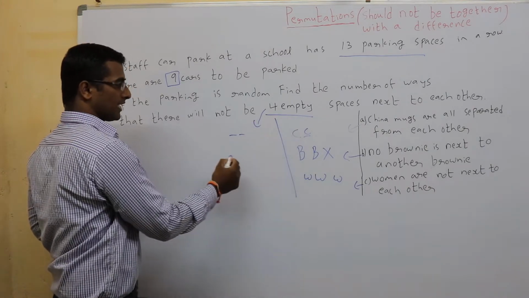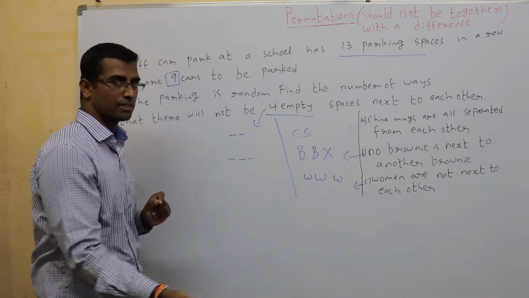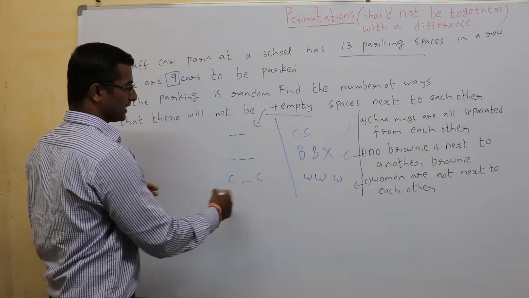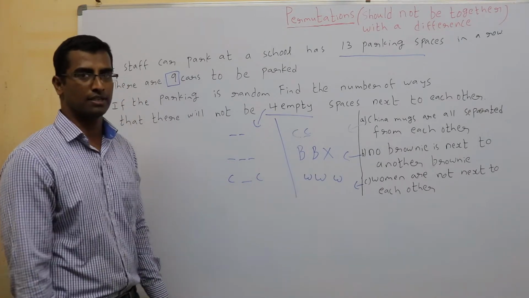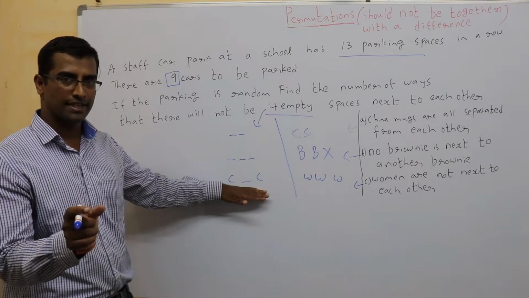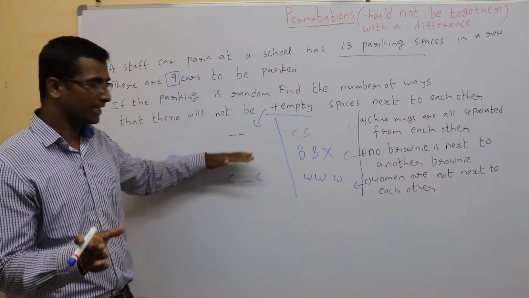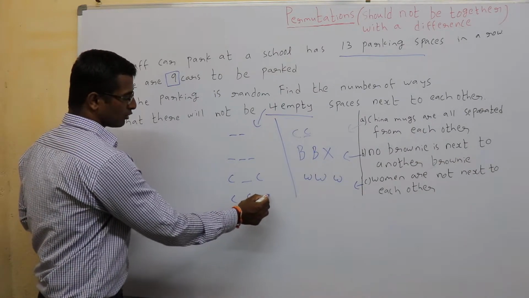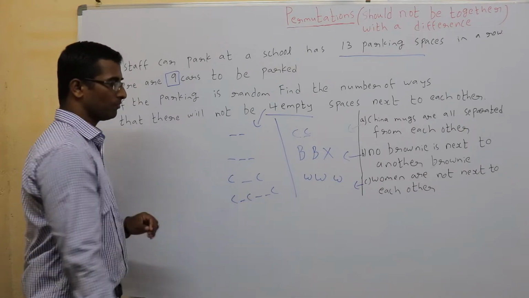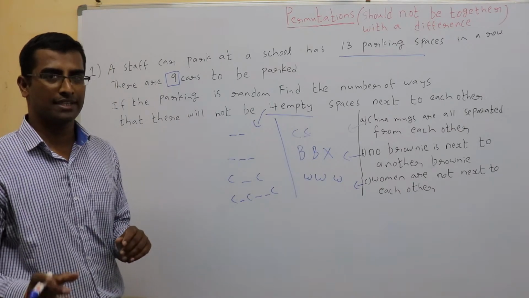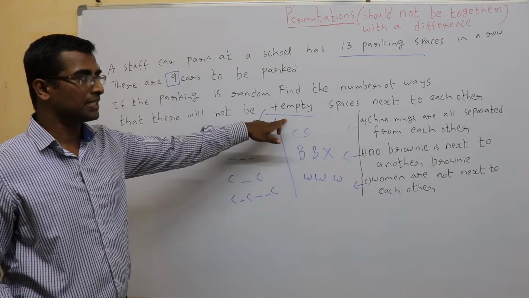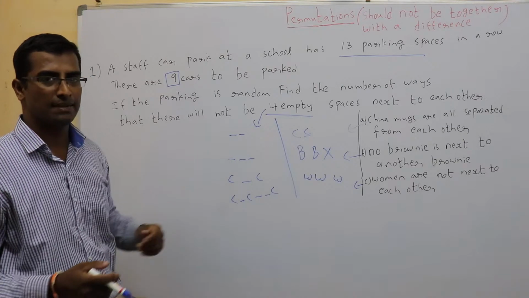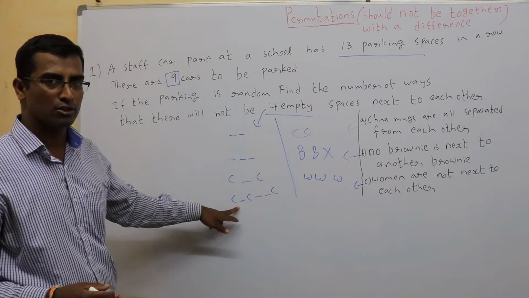4 should not be next to each other. That means 3 empty spaces can be next to each other. Even 1 empty space preceded and followed by a car is also possible. 1 empty space single, 2 empty spaces together, all the 3 empty spaces together, or 1 empty space here, 2 spaces here. In any way it's possible. If you get this catch, 4 empty spaces not next to each other means it could be 1 empty space, 2 empty spaces, 3 empty spaces, or it could be this way also.